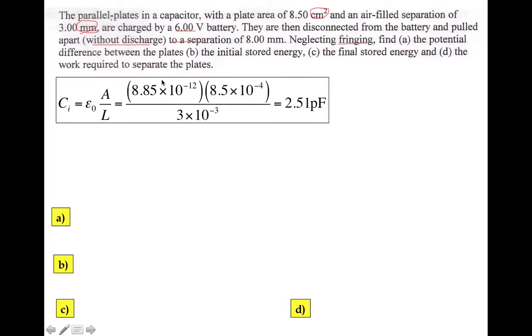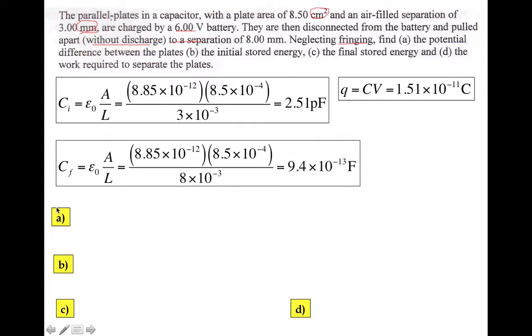Okay, so let's first of all calculate the initial capacitance. Remember, I changed the area from centimeters to meters, and I changed the millimeters to meters, and I get the initial capacitance equal to 2.5 picofarads. And from here, I can calculate the Q, the charge. It's simply CV, because V is equal to 6 and C is this. So from here I can find the charge on the capacitor. Remember, it is disconnected, so this will stay constant.